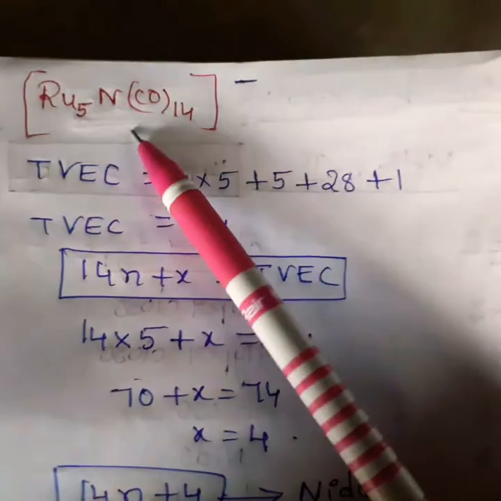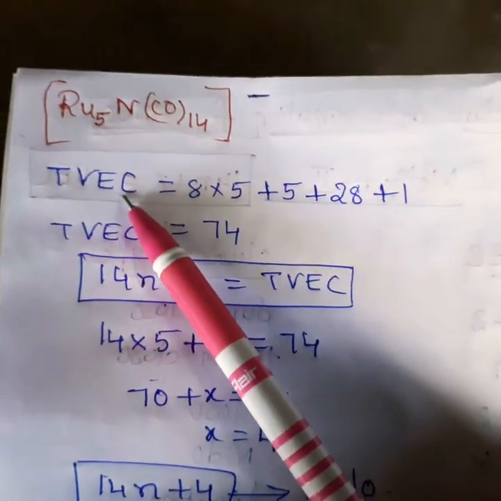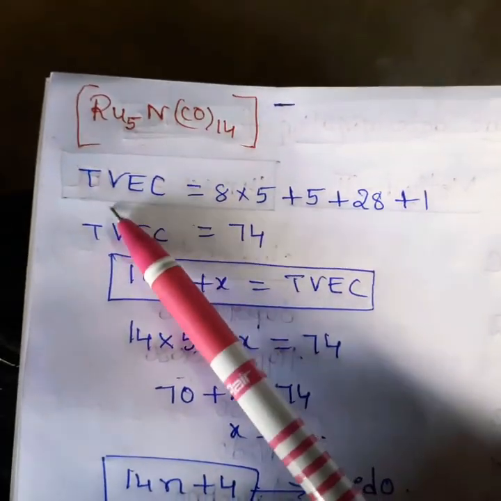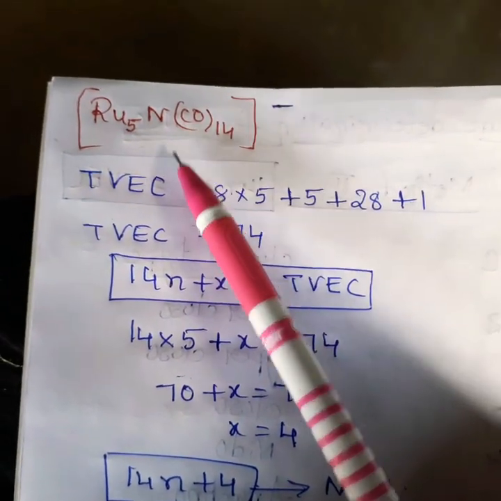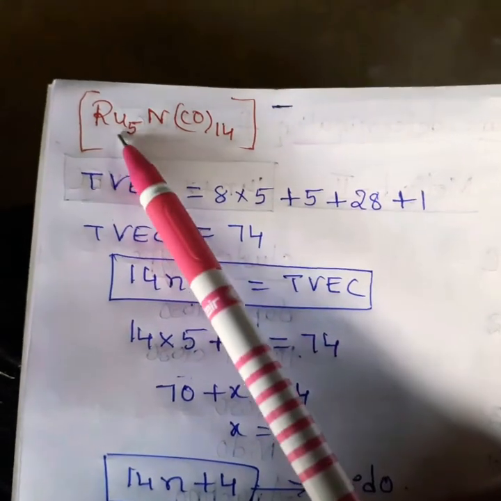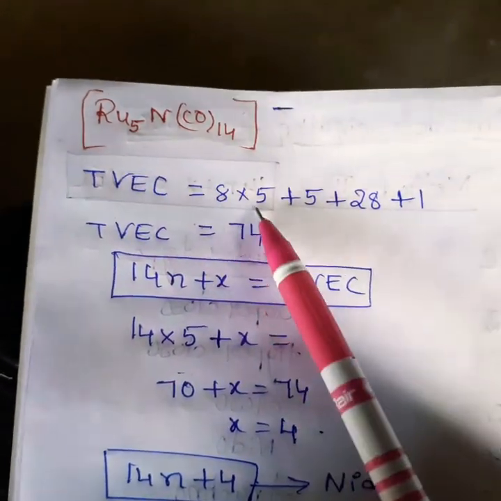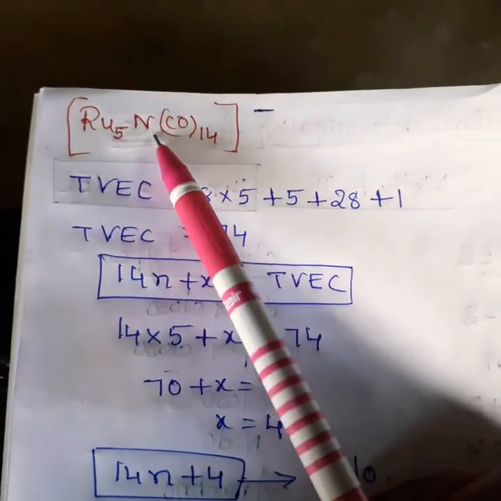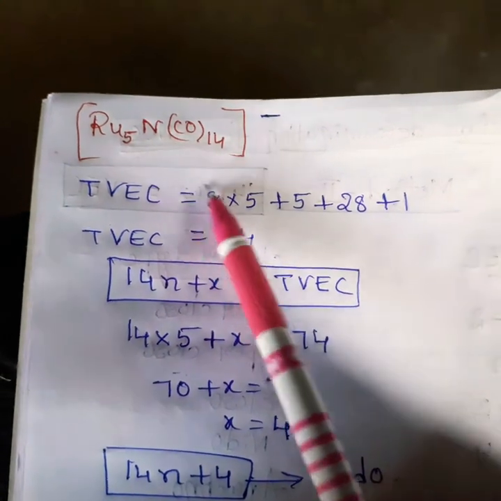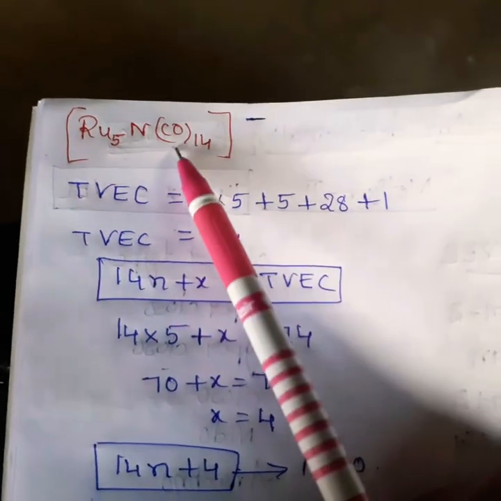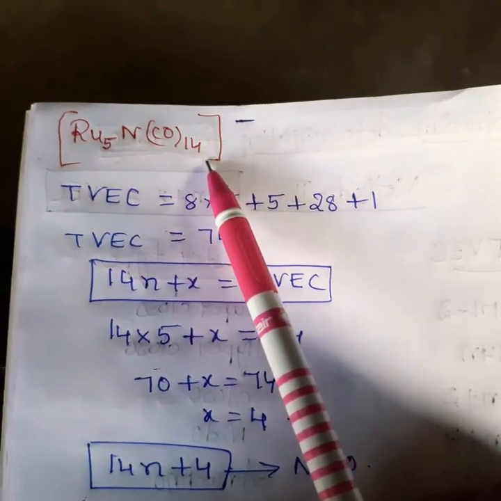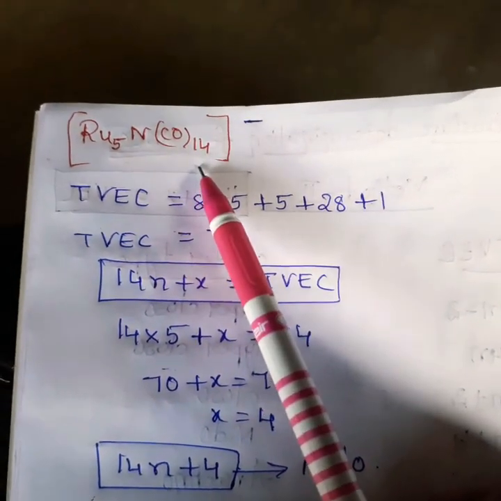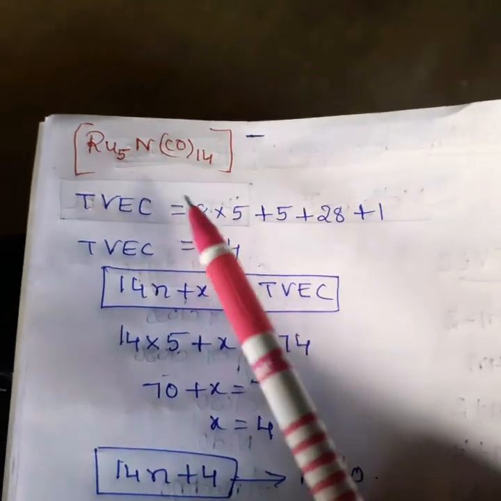See, same thing, friends. First we have to find the total valency electron count. We know the valency electrons present in ruthenium are 8, and here they have given 5. So 8 into 5 plus nitrogen; we know the valence electrons present in nitrogen are 5. So 5. One carbonyl contribution is 2 electrons and here we have 14 carbonyls, so 14 into 2, 28.